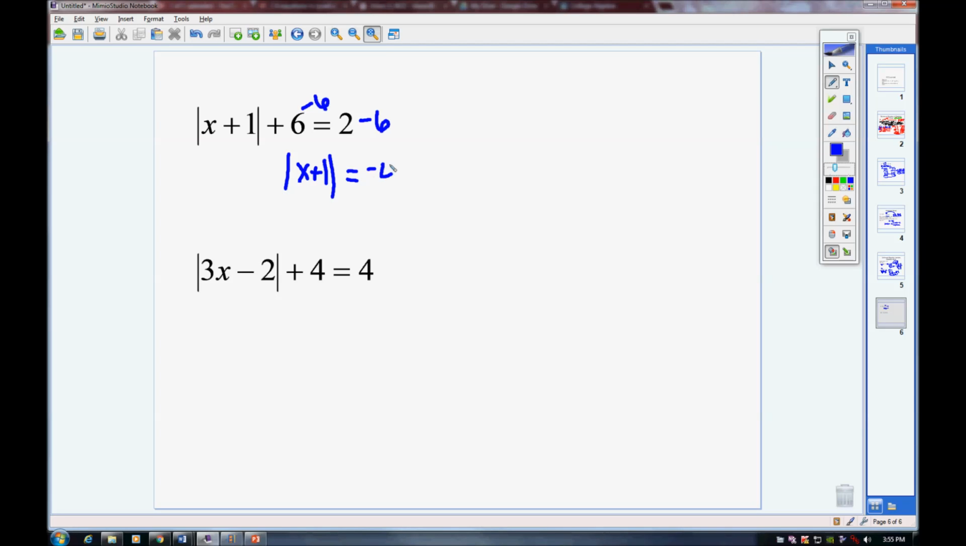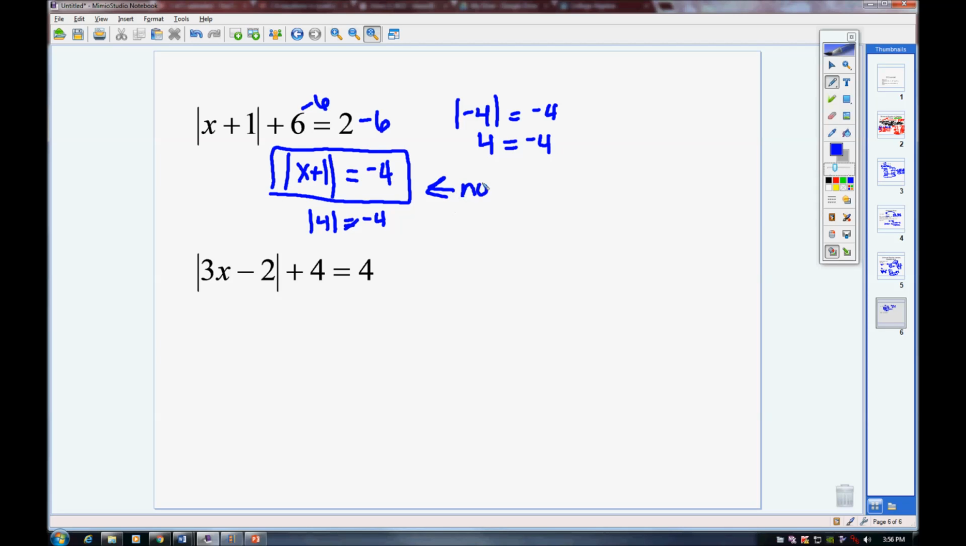So what numbers could I set this equal to? If I set that equal to 4, if this is 4, is it ever going to equal negative 4? The absolute value of 4 equals negative 4. Well, no, that doesn't work. What about the absolute value of negative 4? Well, that still doesn't work because that's positive 4 and that's negative 4. So what happens is when we set a situation like this, where the absolute value equals a negative number, this is not possible. So instead of giving numbers as answers, I would say no solution.